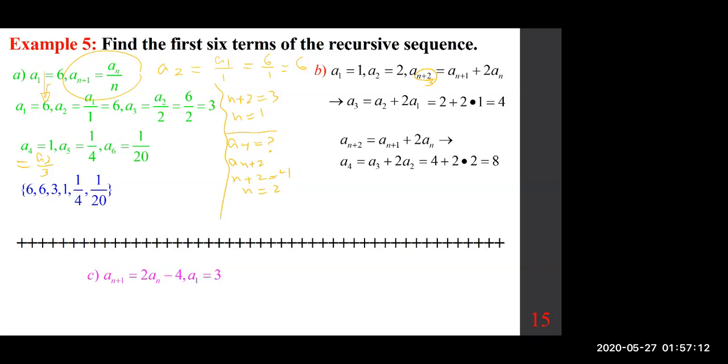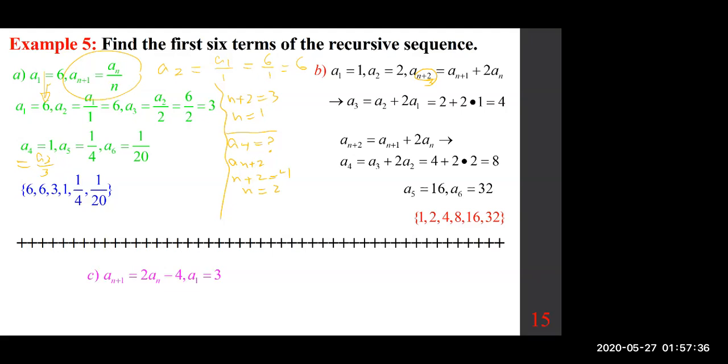Now, I have given you the next two terms, but I haven't gone through the calculation. Everybody can come up with those by going through the calculation. Is everybody clear?